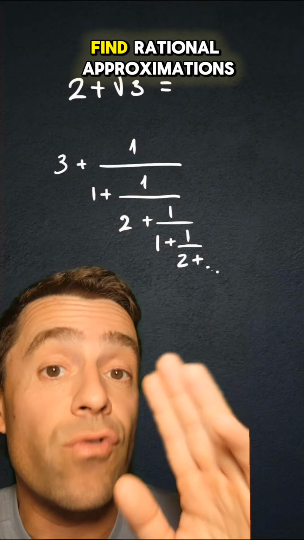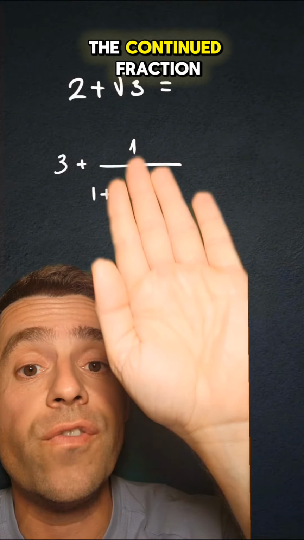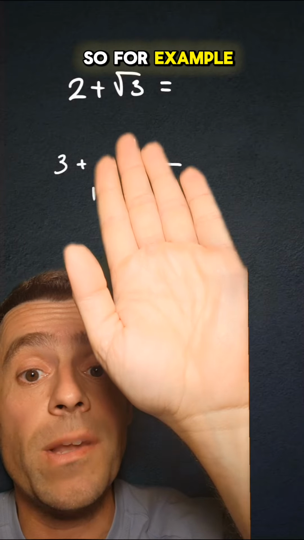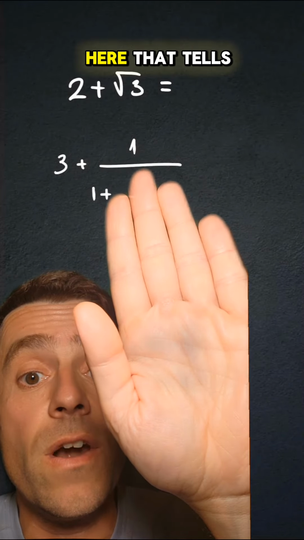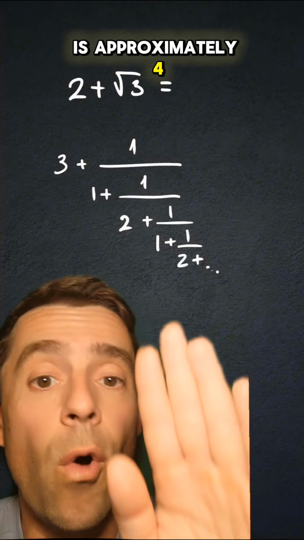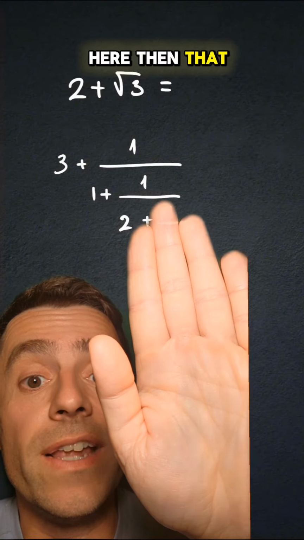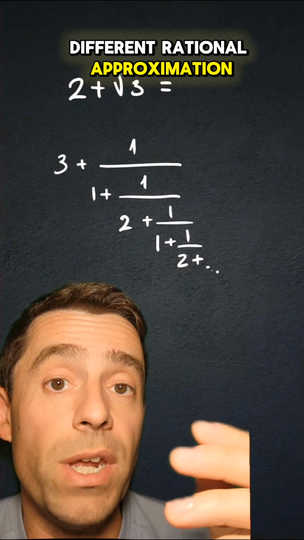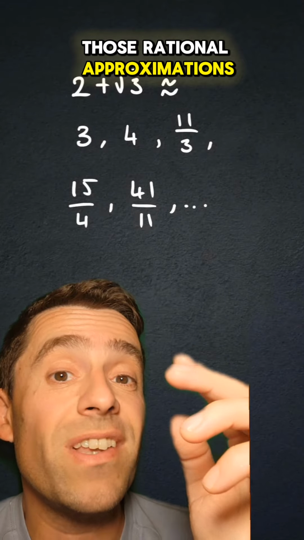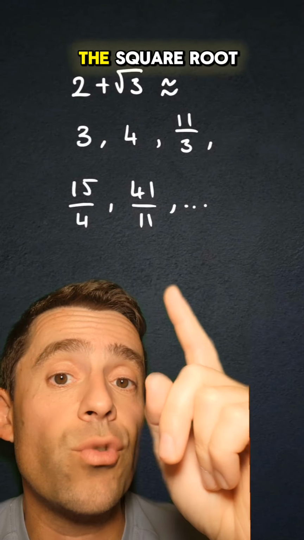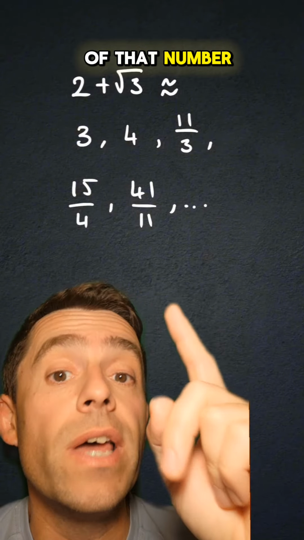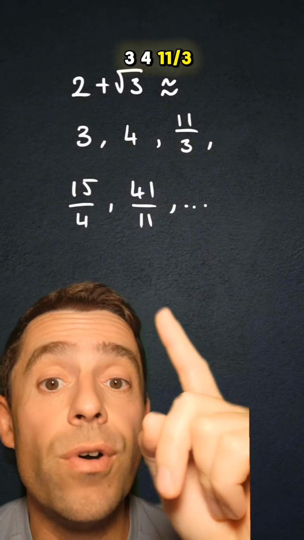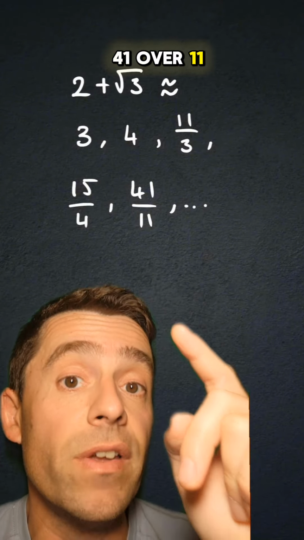And now to find rational approximations, you can stop the continued fraction at different points. So for example, here that tells me that the number is approximately 3. If I stop here, that tells me the number is approximately 4. If I stop here, then that gives me a different rational approximation. Those rational approximations are called convergents of 2 plus the square root of 3 and are the best rational approximations of that number. And those are 3, 4, 11 thirds, 15 over 4, 41 over 11, etc.